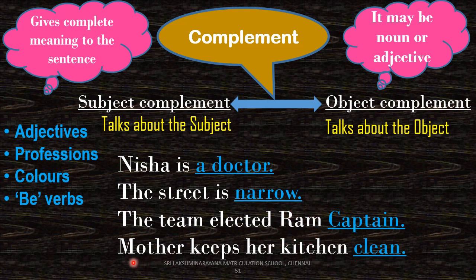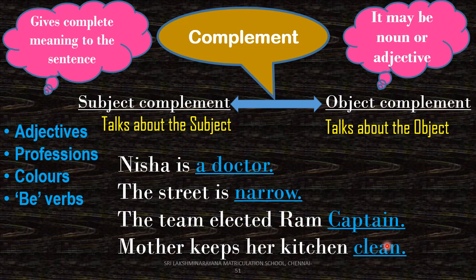The last sentence: mother keeps her kitchen clean. Here mother is a subject, keeps is a verb, her kitchen is an object. Then tell me, what is clean? Clean is a complement. So here the complement clean, does it describe or talk about the mother, or does it talk about the object, her kitchen? Yes, it talks about the object, her kitchen. So clean is called an object complement. So students, I hope you understood this complement.